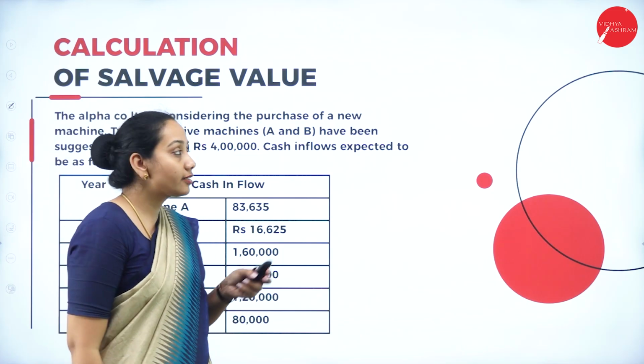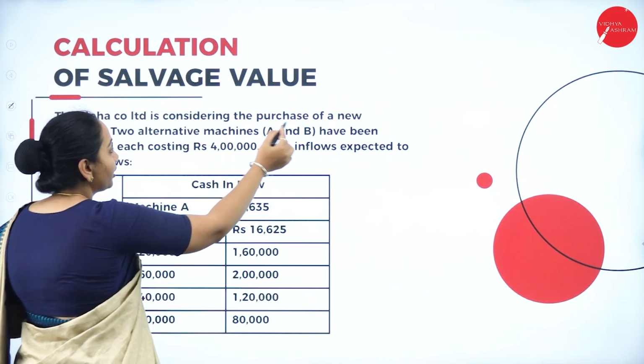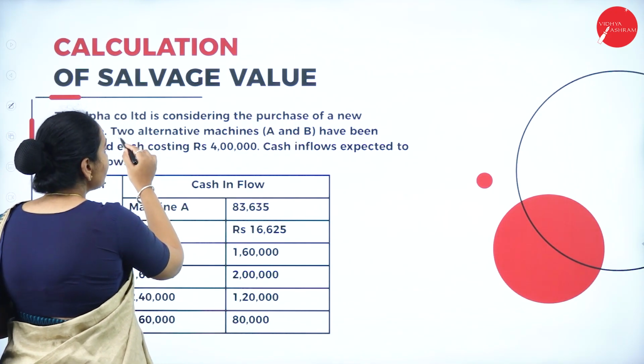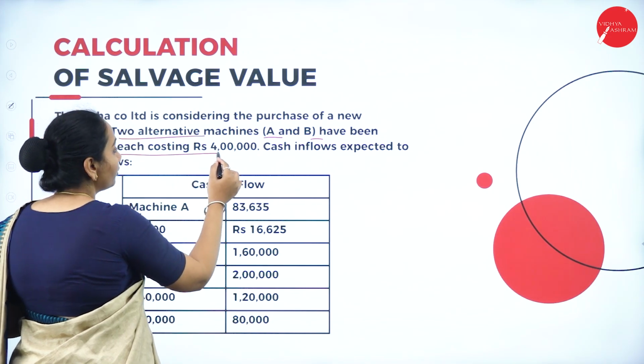We'll move on to the next question. Here we have Alpha Company Limited considering the purchase of a new machine, with two alternative machines, machine A and machine B, having a suggested cost of rupees 4 lakh.